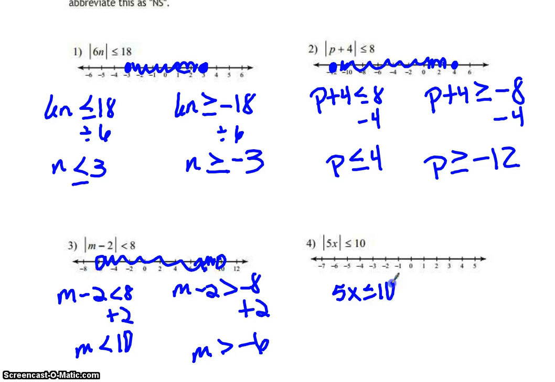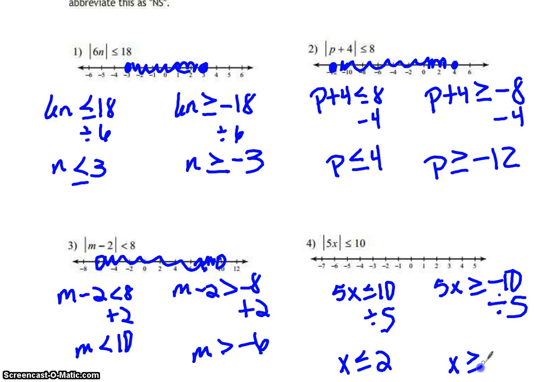5x is less than or equal to 10. 5x is greater than or equal to negative 10. Divide by 5. X is less than or equal to 2. Divide by 5. X is greater than or equal to negative 2. Solid circle at negative 2 and positive 2. At positive 2, you're shading left. At negative 2, you're shading right. Still the middle. Going to the next page.